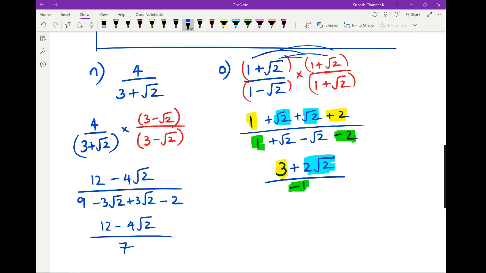And now I've got to split them up. So I've got 3 divided by negative 1 plus 2 divided by negative 1 square root of 2. Now 3 divided by negative 1 is negative 3, and then minus 2 root 2. Fraction, you've got something not correct there, because your denominator cannot have a square root symbol. Remember that.